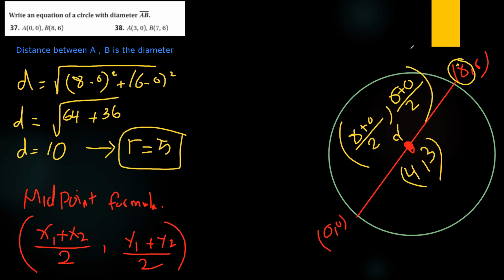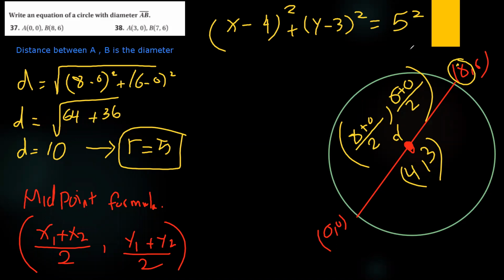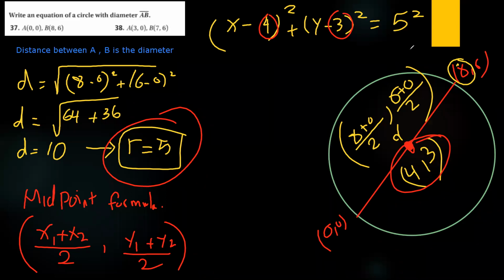Exactly. So now I have the radius, I have the center, I now need the equation of the circle. Let's say that x minus 4 squared plus y minus 3 squared is 5 squared. This is 4 and 3, and this is a 5. Is it clear? Yes. Now I want you to solve number 38, and I'm waiting for your answers on chat.